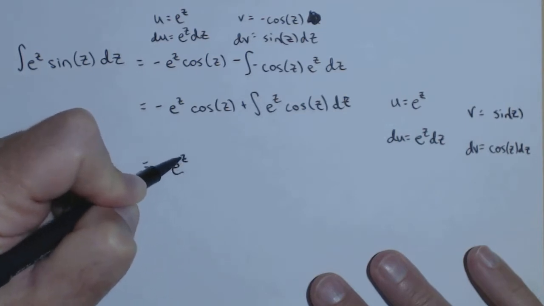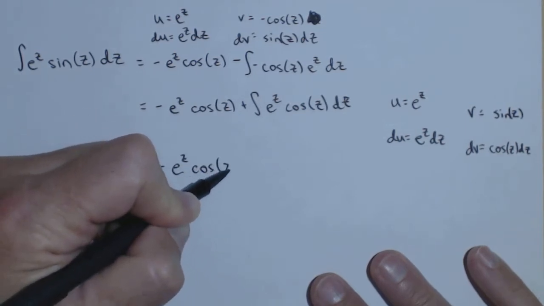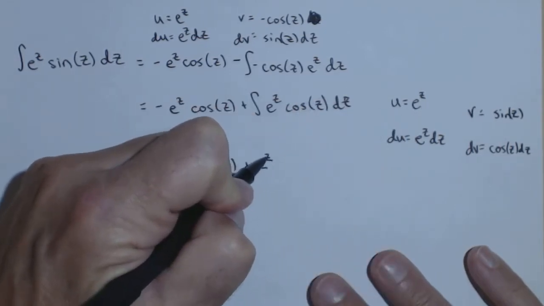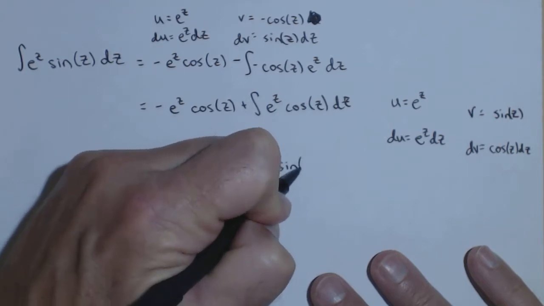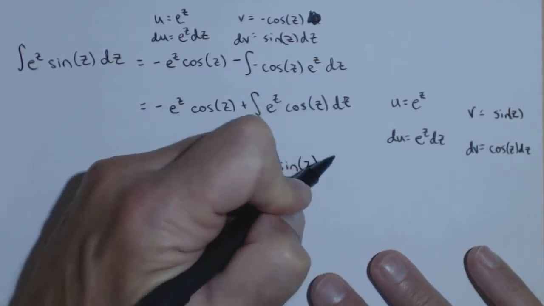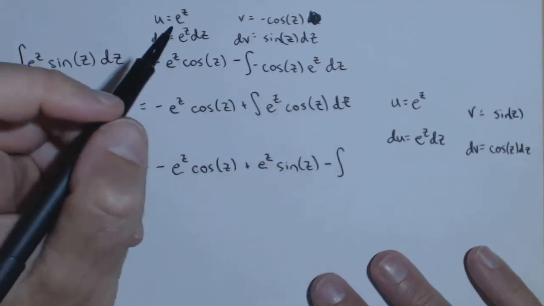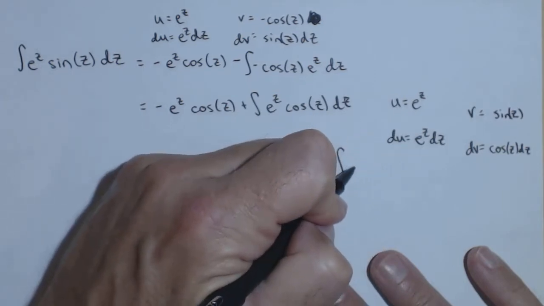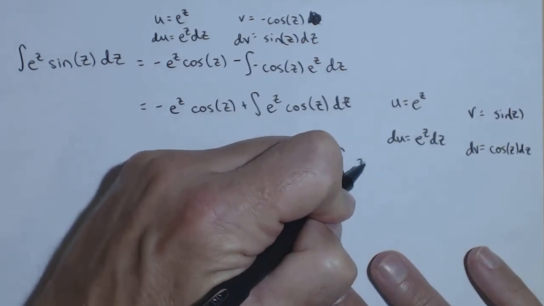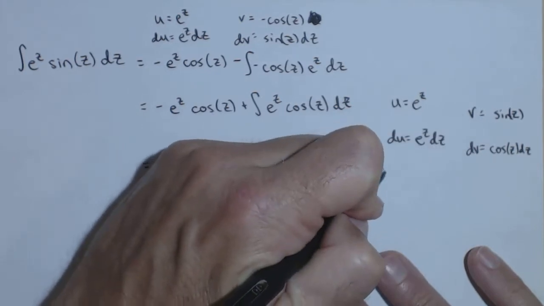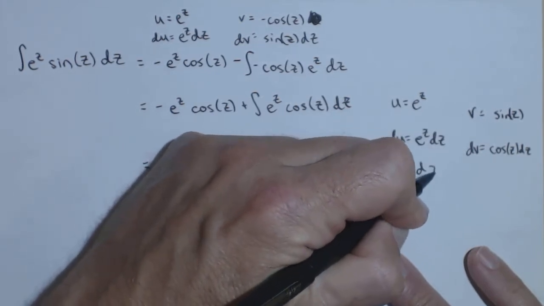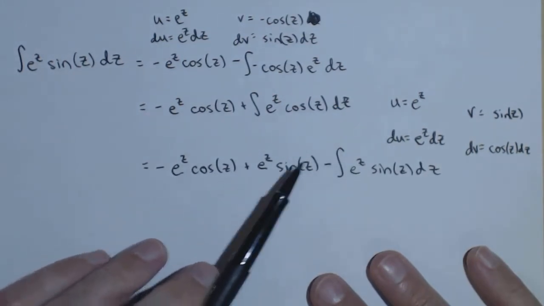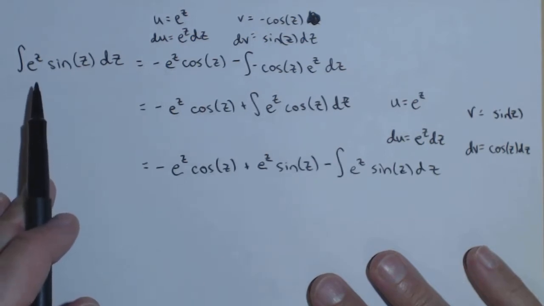So we have negative e to the z cosine of z from last time, plus now our uv is e to the z sine of z, minus the integral of v du, which will be e to the z from here times sine of z dz. Now if we look at what's going to happen here, we got back to where we started.